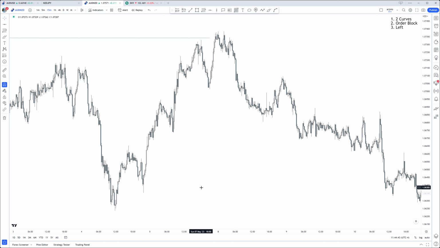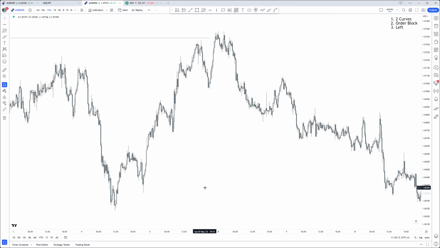Because the PD arrays in itself are not that hard to spot, right? But knowing where it will likely bounce off of, where it will reject, that is pretty hard to spot. The way we can spot that is by focusing on the most overlapping PD arrays. And again, we will dive into this deeper and deeper. Don't worry, this is just the basics.